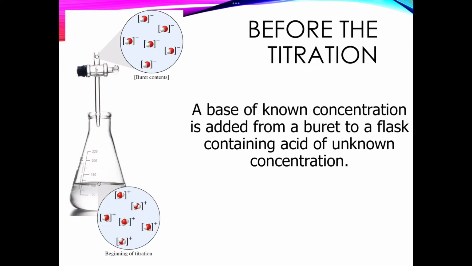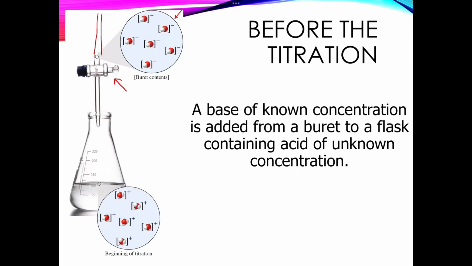We use a special type of glassware in this titration, which is called a burette. Burettes are really precise measuring tools, and that's why we use them. So here's our burette. It doesn't show all of it. It's a long, skinny piece of glassware that has markings on it to show how much of our base or our titrant we've added over time.